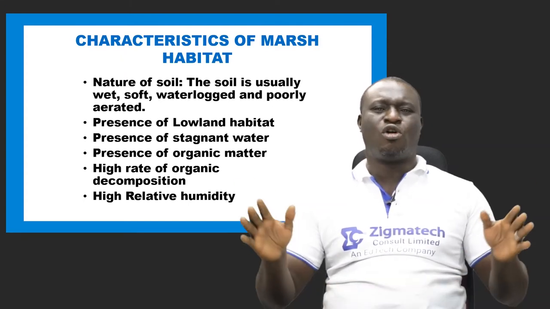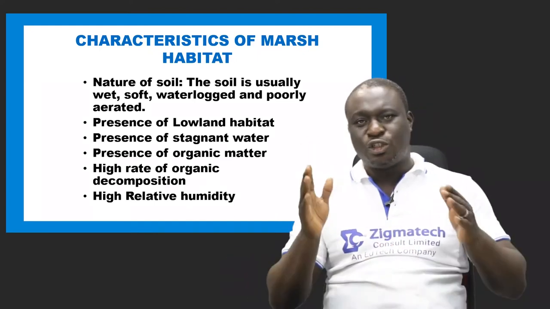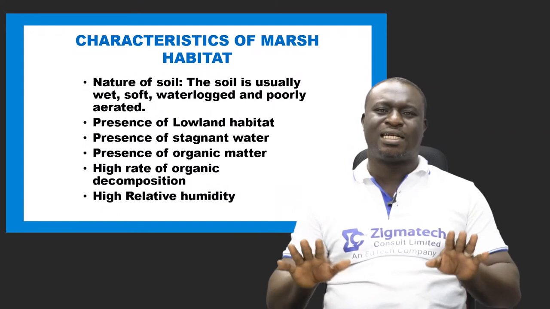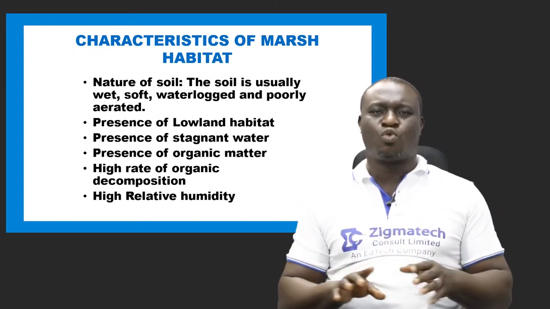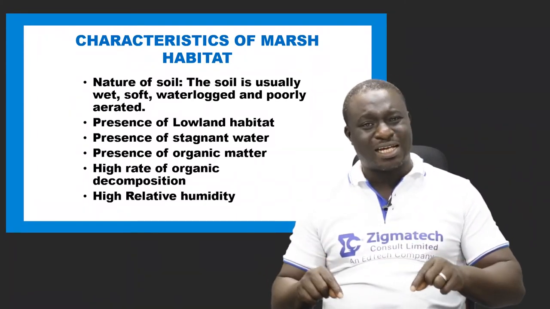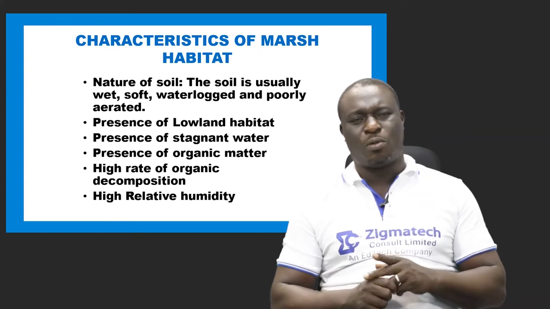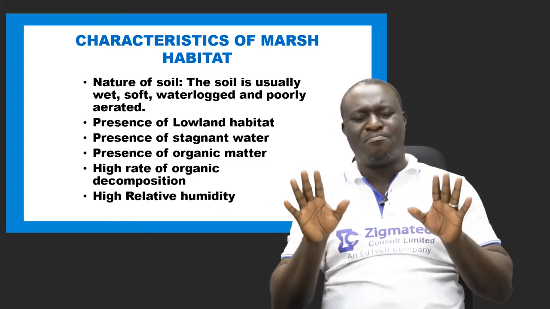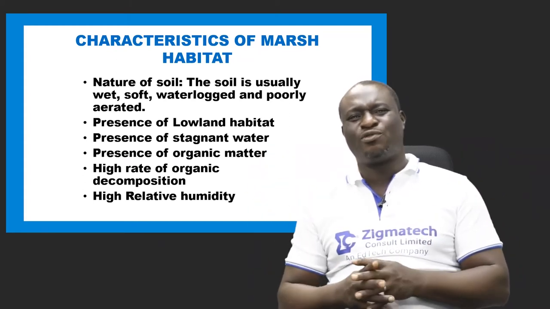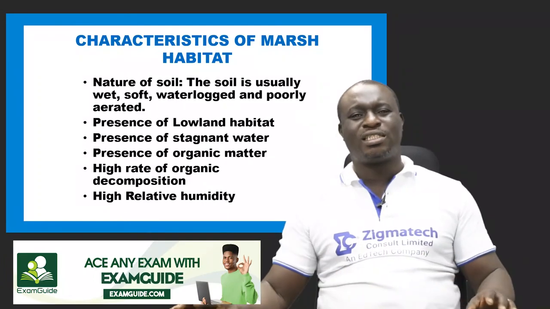Number three is presence of stagnant water. Now, marsh is not a running or flowing water. You don't see flowing or running waters in it, no. There is always presence of what? Stagnant water. And also, based on the presence of stagnant water, there is also presence of organic matter. And because there is a presence of organic matter, there will be high rate of organic decomposition. Another characteristic of marsh habitat is high relative humidity, and to an extent, also high rainfall. So you see high rainfall and high relative humidity.